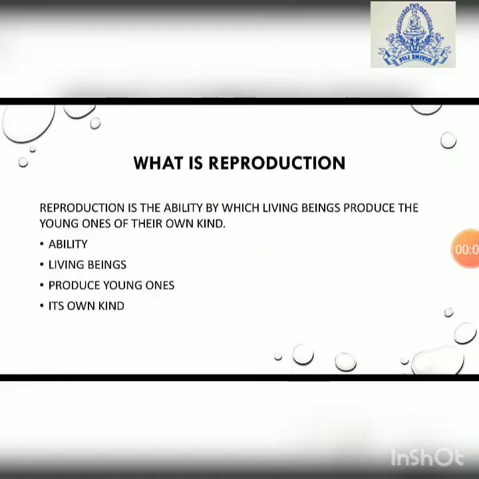Now, students, first of all, let us try to understand the term reproduction, because we are talking about reproduction in animals. For that, we must know what is the meaning of reproduction. Reproduction is the ability by which living beings produce the young ones of their own kind. Now, let us try to break this definition and understand one by one what is the meaning of reproduction.